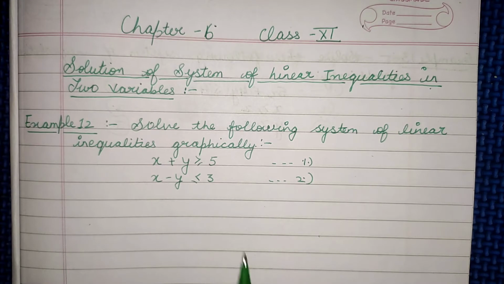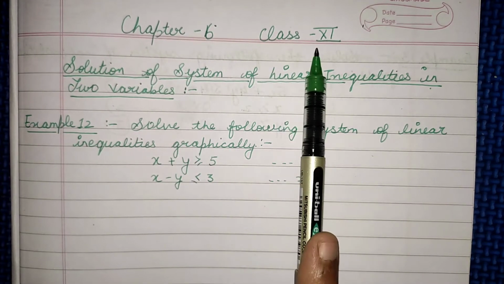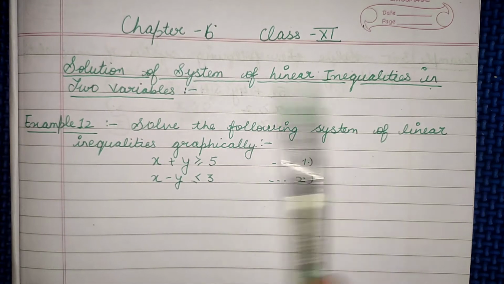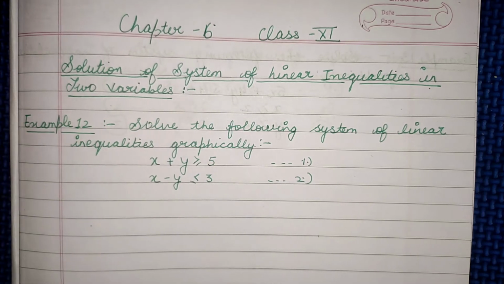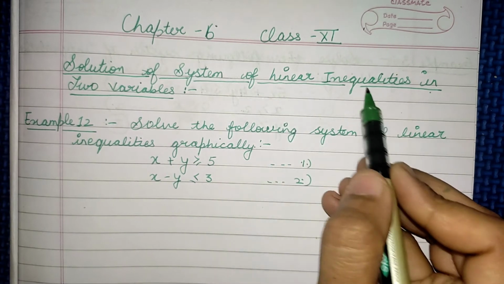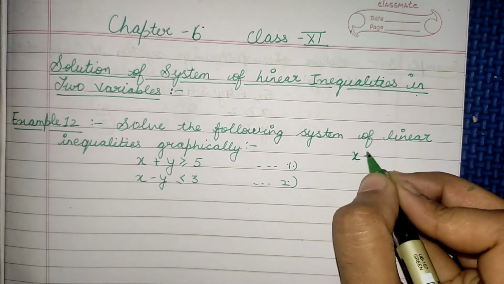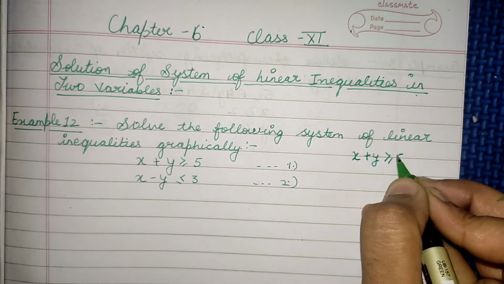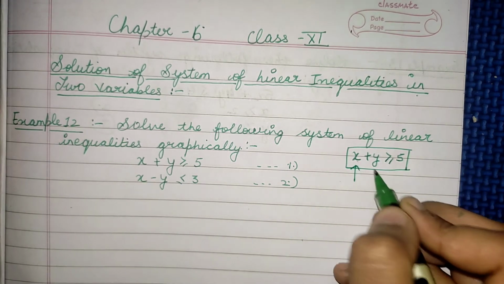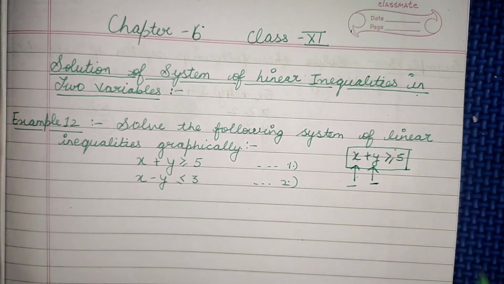So let us start today's topic, which is related to chapter number 6 of class 11th, and the topic name is solution of system of linear inequalities in two variables. Till now we have studied the solution of linear inequalities in two variables. In the previous video we solved questions where a single linear inequality in two variables was given to us, and we represented this type of inequality on the graph.